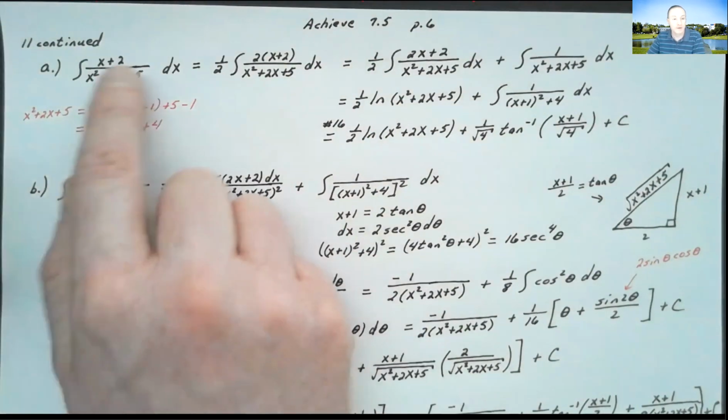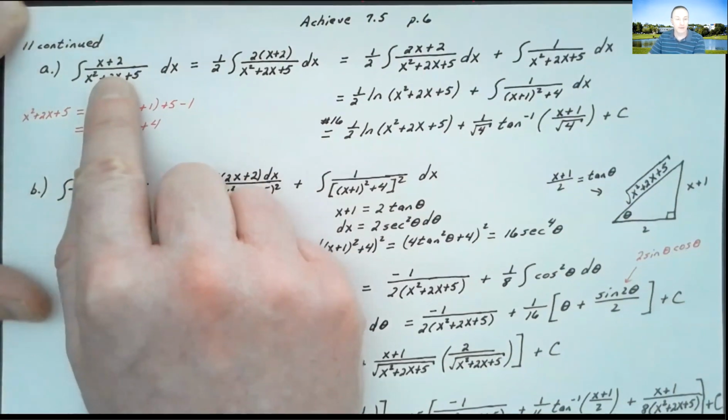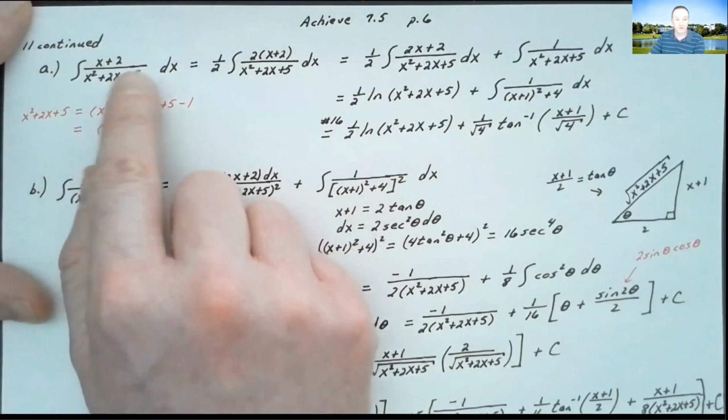So now, the subproblem A part, where I have the integral of x plus 2 over x squared plus 2x plus 5.